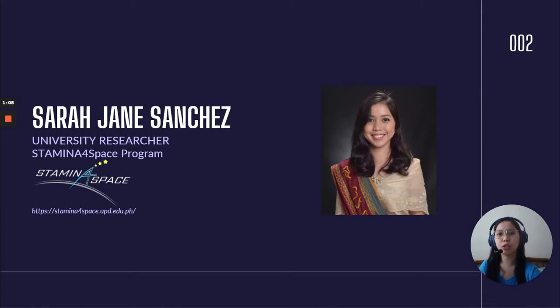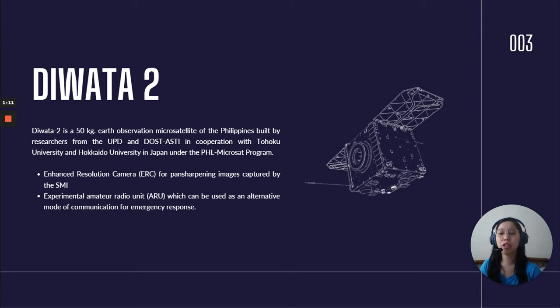So what is Diwata2? Diwata2 is a 50-kilogram Earth observation microsatellite of the Philippines built by researchers of UP Diliman and DOST-ASTI in cooperation with Tohoku University, Hokkaido University in Japan under the Field Microsat program. So it has the Enhanced Resolution Camera or ERC for pan-sharpening images captured by the SMI and Experimental Amateur Radio Unit or ARU, which can be used as an alternative mode of communication for emergency response.